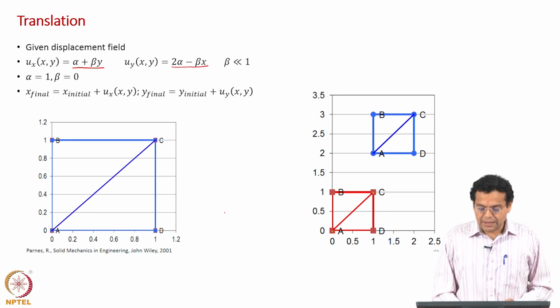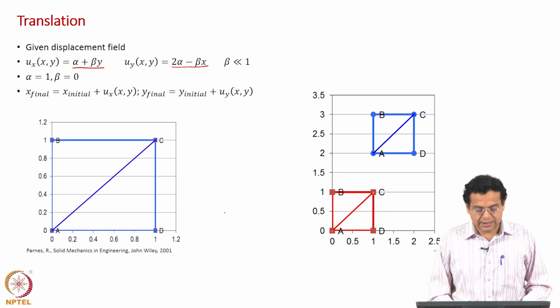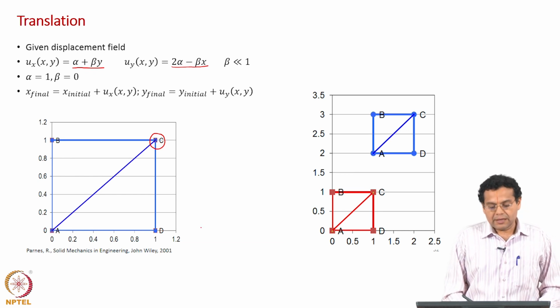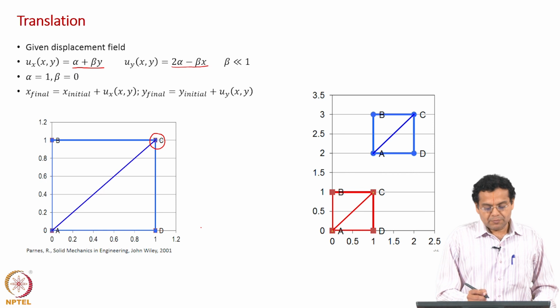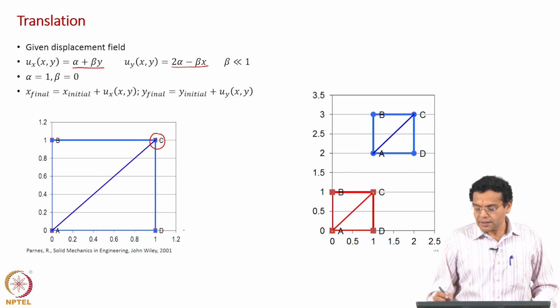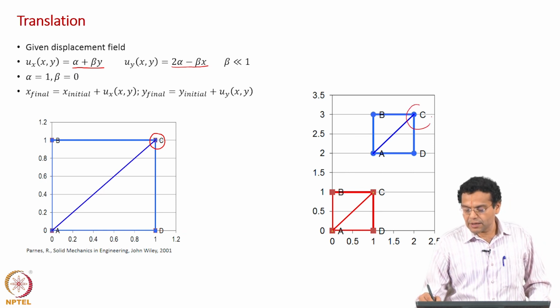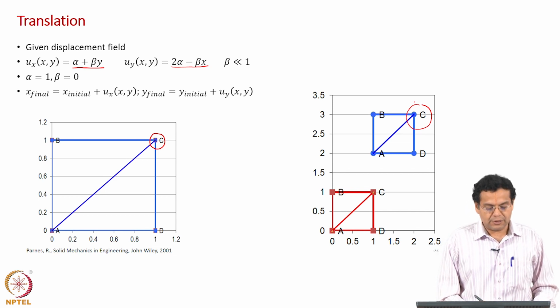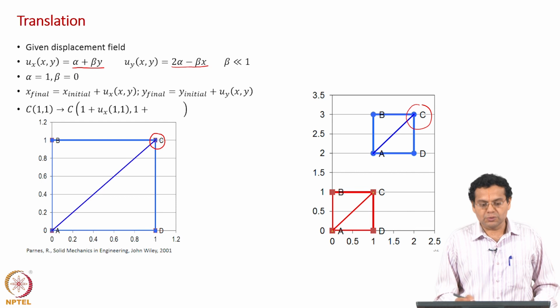Now, let us take an example, coordinate c. Let us see what the initial coordinate is. In this diagram both are superimposed. The initial coordinate of c is 1 comma 1. You see the final coordinate shown here, which is 2 comma 3. Let us see how we find that out. C at 1 comma 1 moves to, I used an arrow mark to show that it moves to c.